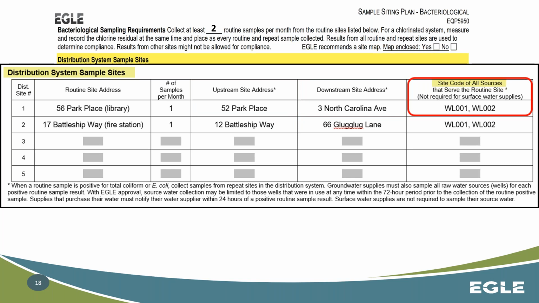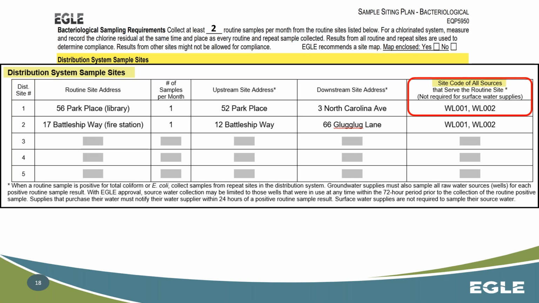The last column identifies the sources of water that supply the routine and repeat locations. The site code or codes are listed in this space. Site codes are on your monitoring schedule, which is sent out early in the calendar year. In this example, 2 groundwater wells supply the library at 56 Park Place, as well as the upstream and downstream sites. The next table will get more into detail about the source wells.